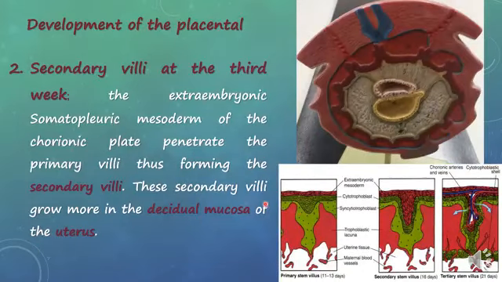Now, secondary villi at the third week. The primary villi in the second week, secondary villi at the third week. Now, the extra-embryonic somatopleuric mesoderm of the chorionic plate penetrates the primary villi, thus forming the secondary villi. The secondary villi grow more in the decidual mucosa of the uterus.